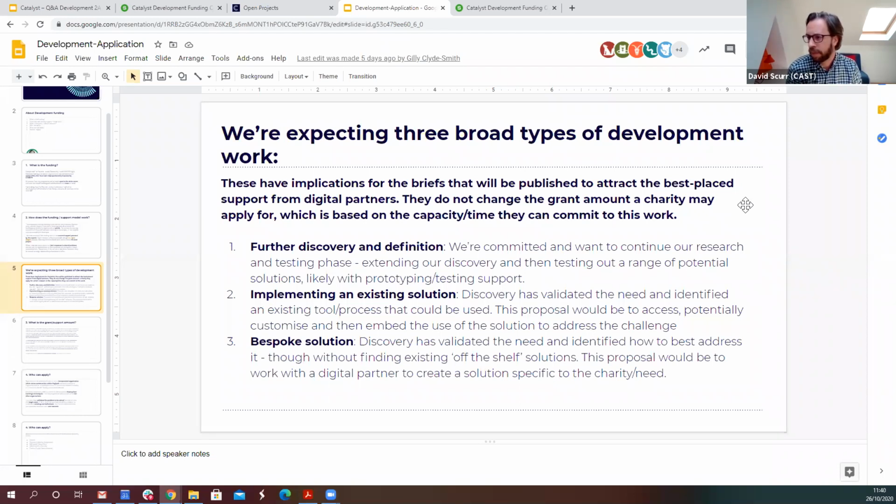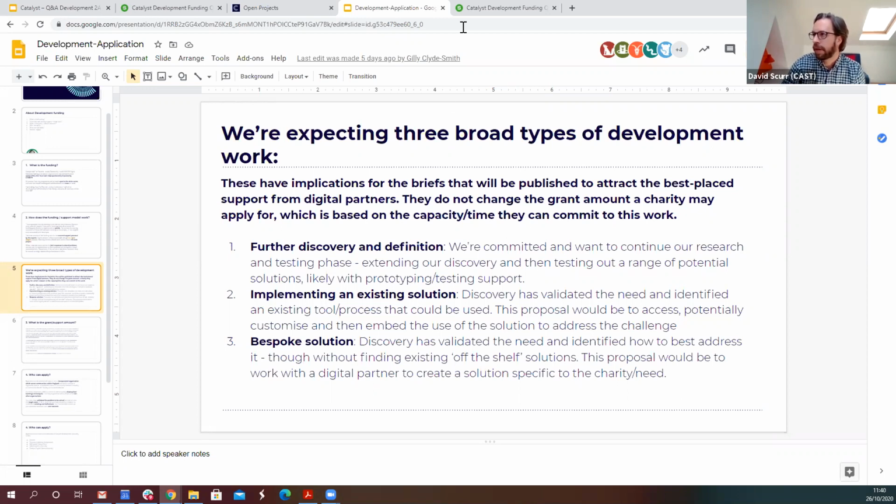Or you might be wanting to develop a bespoke solution. So discovery has validated the need and identified how to best address it, though without finding existing off-the-shelf solutions. So you want to develop something bespoke. Again, you'd be able to apply through this round.